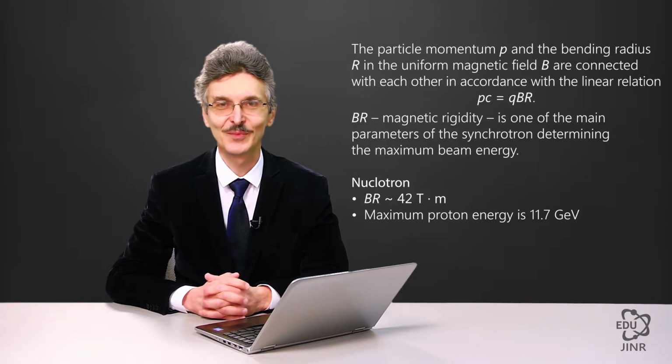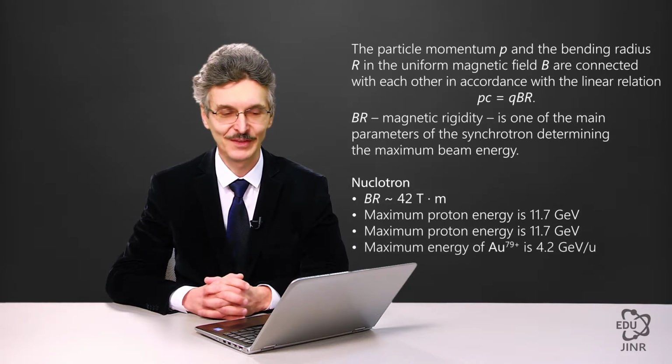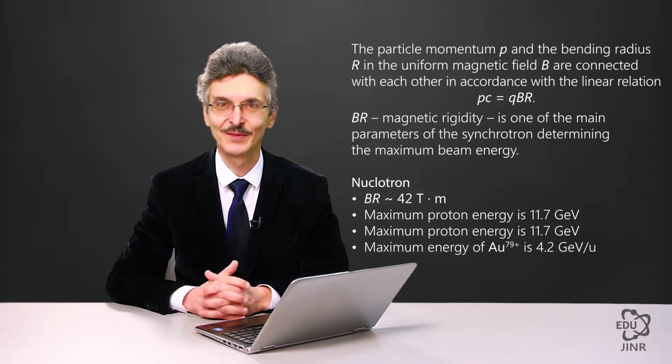42 Tesla meters amounts to about 11.7 gigaelectron-volts of kinetic energy for protons and 4.2 gigaelectron-volts per nucleon for gold ions with a charge number equal to plus 79. That is to say, for the gold nuclei.